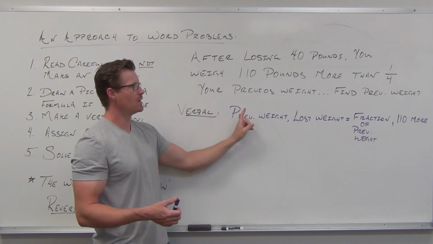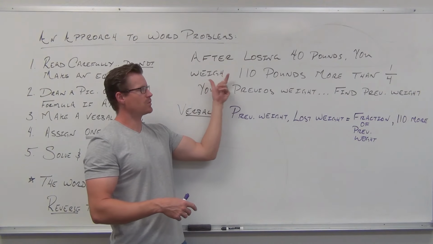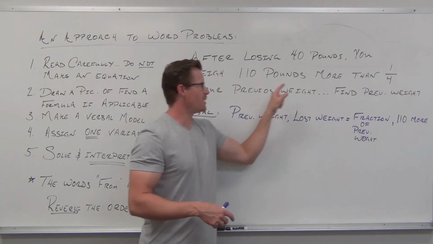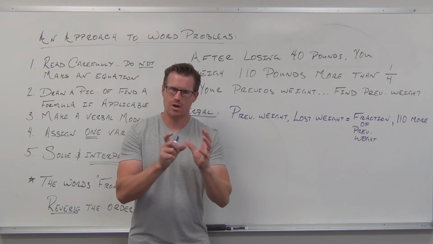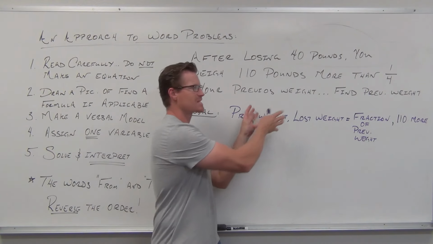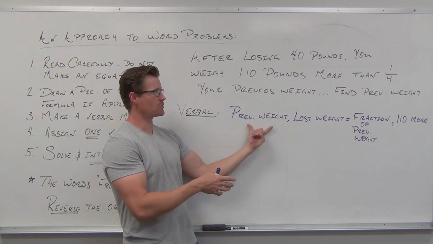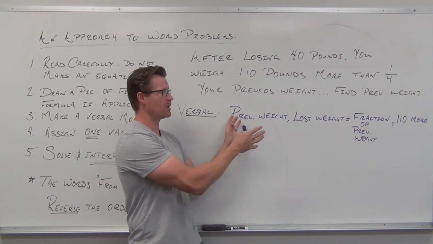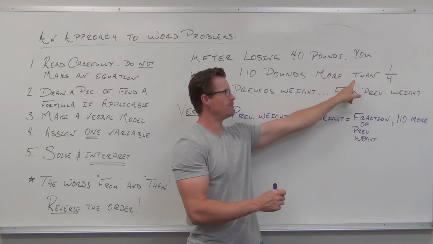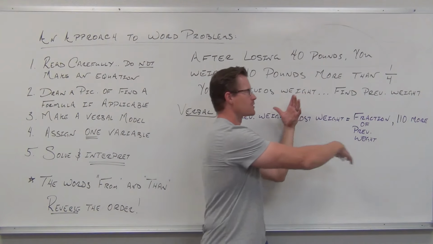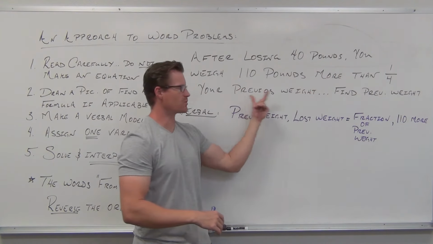So we had this weight. We lost some weight. We lost 40 pounds. We were equal to a fraction of my former weight, but then 110 pounds more than that. We're using those reference words to set up a verbal model. Yeah, your 40 pounds is after your previous weight. For sure, you are subtracting, but it's afterwards. You are 110 pounds more than, but that's a reference word. That's after your fraction. So after whatever comes next, after the quarter of your previous weight.